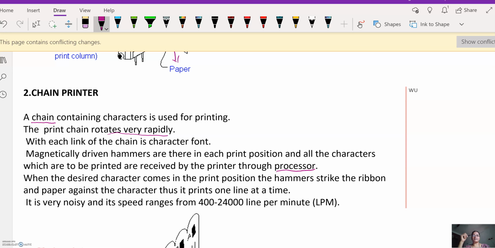When the desired character comes into the print position, the hammer will strike the ribbon, and the paper will be there against that, so it will transfer the font. This is how it prints the characters, and usually it will be printing one line at a time.